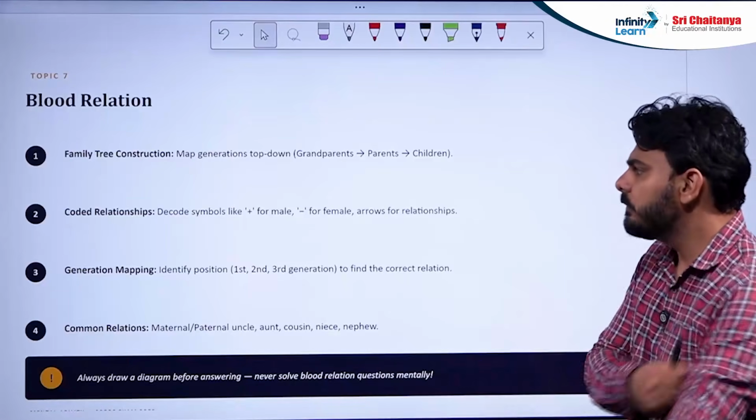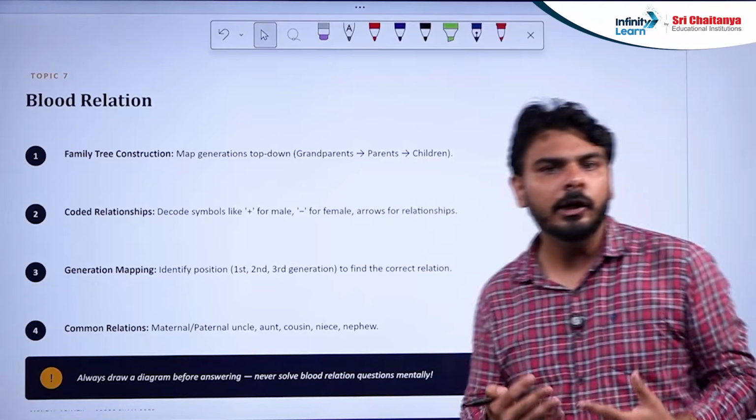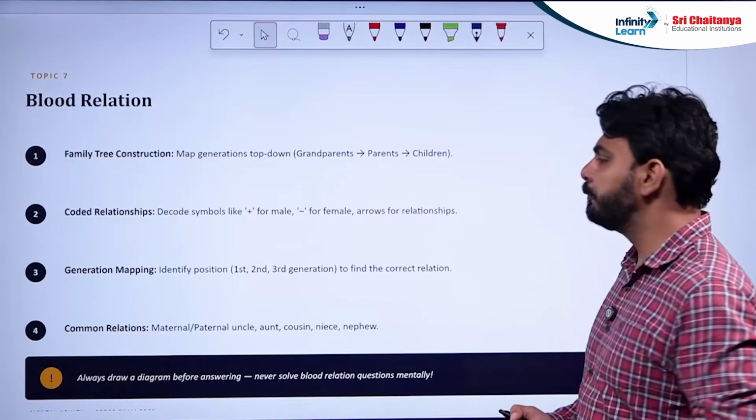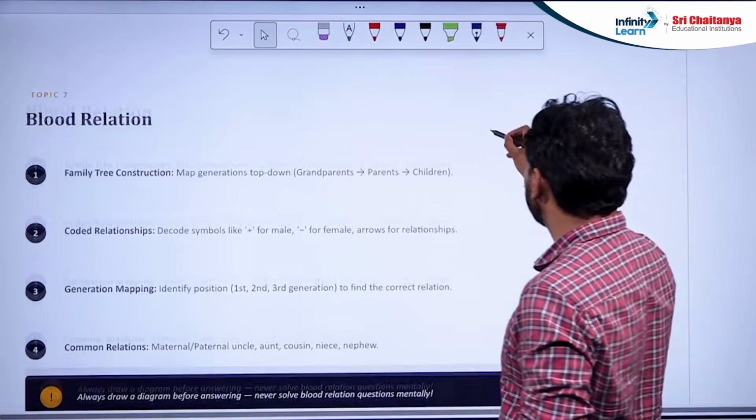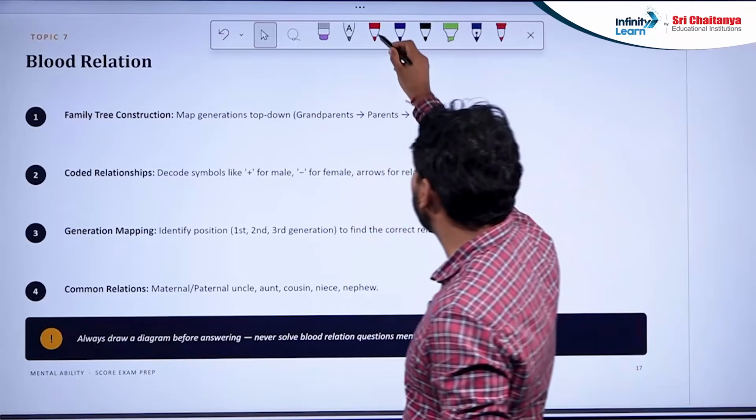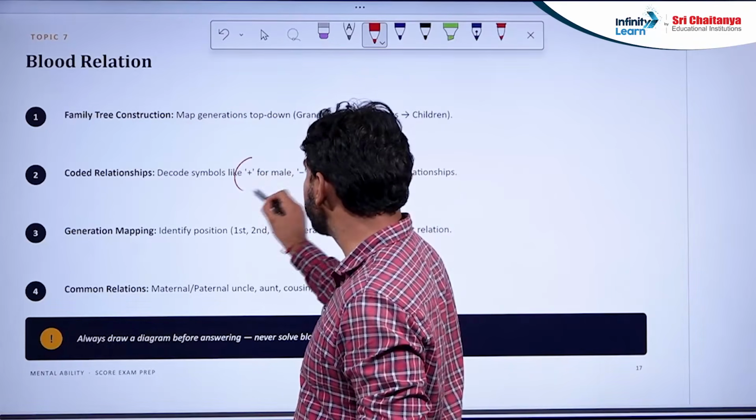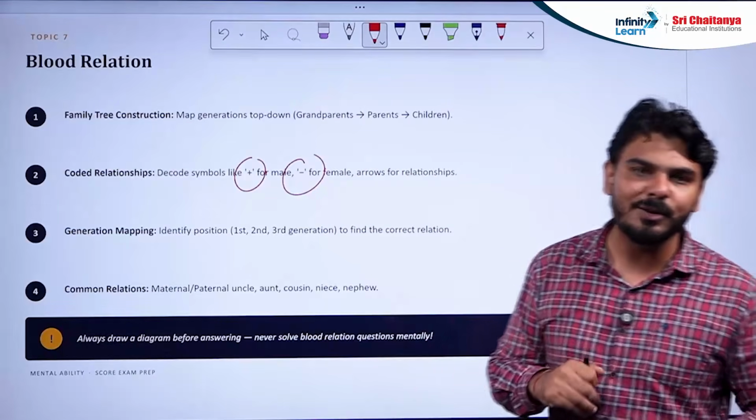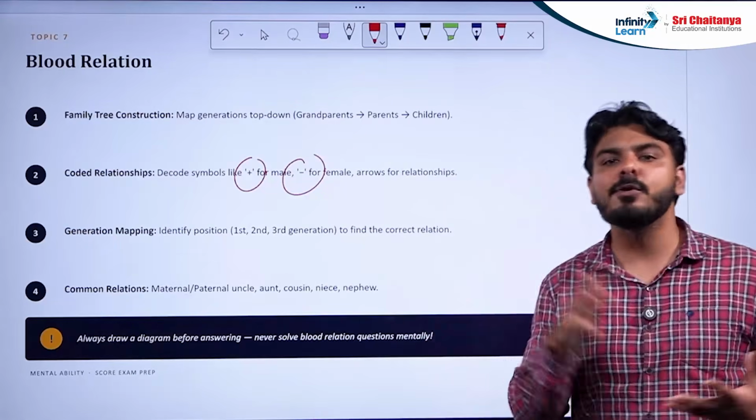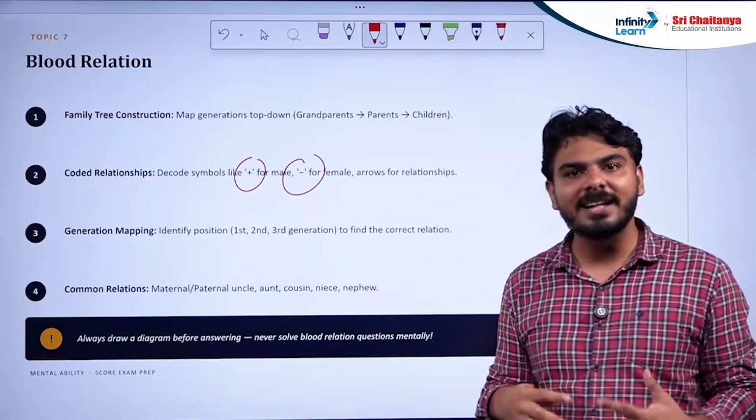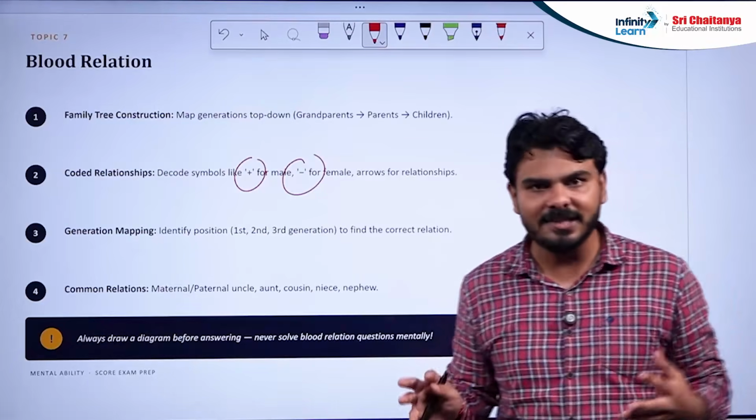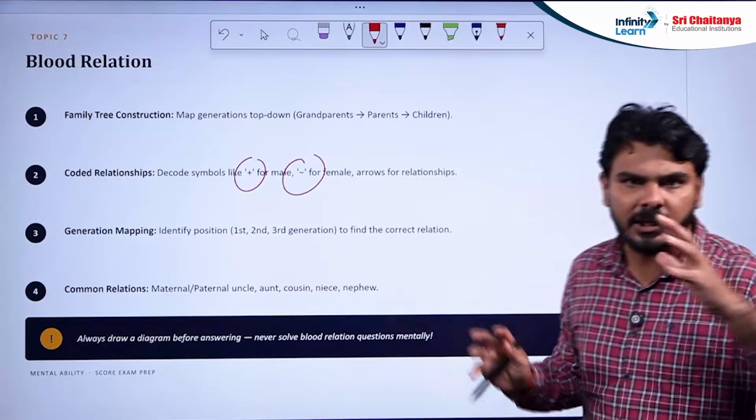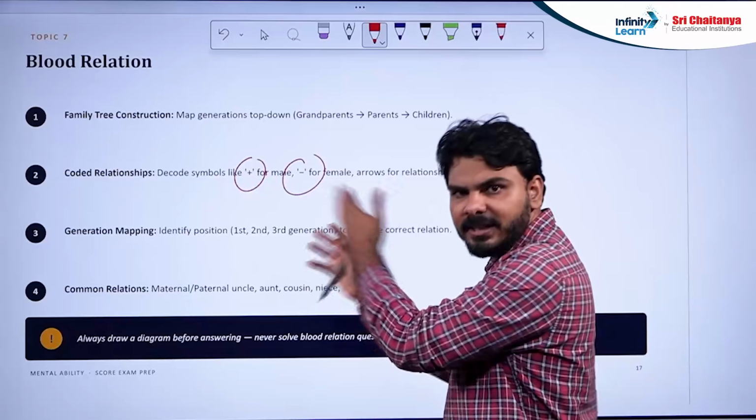Whenever I start a question, I tell you about the coded relationships. Suppose you are given that there is a male. A male will be represented with a plus sign, and a female will be represented with a minus sign. Sometimes I tell the students in class that it doesn't mean that males are positive and women are negative. It is just a hypothetical condition that we are taking. For your consideration, if you want to reverse it, you can do it.